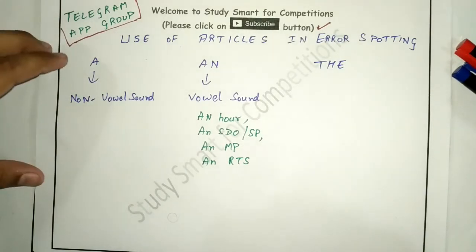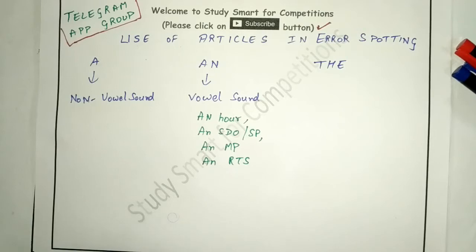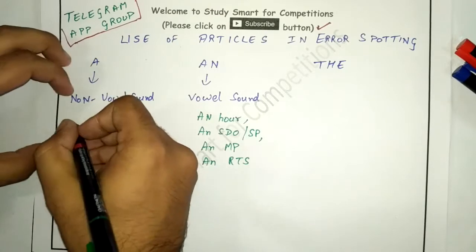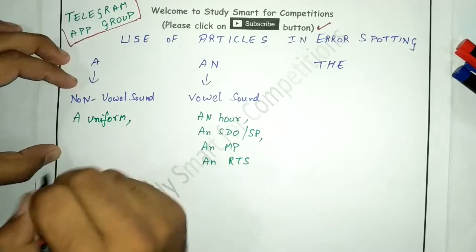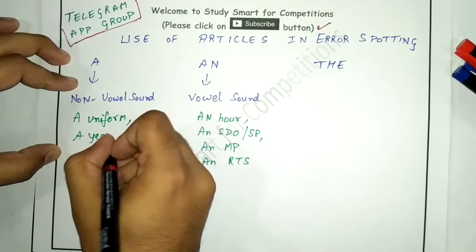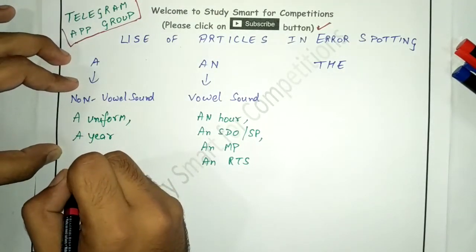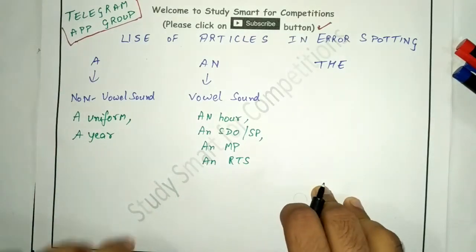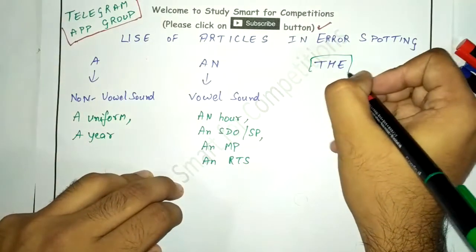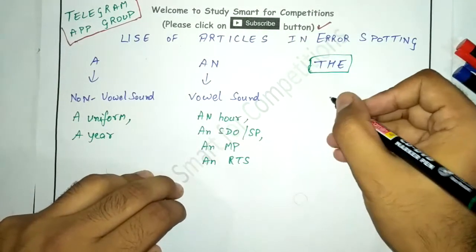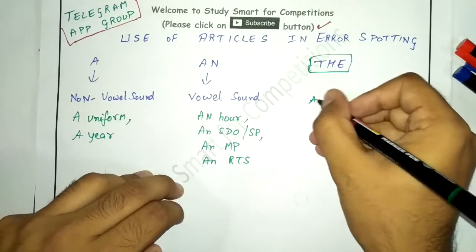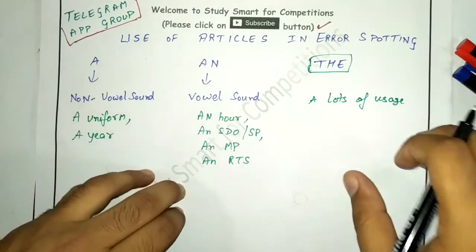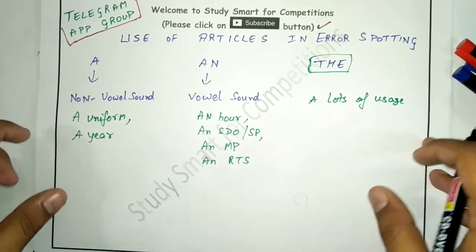And if I talk about a, there are many words which start with a vowel letter but use a. For example, a uniform, a university, a year, and many more. So you see, the article actually has a lot of usage. I'll explain the articles in a very profound manner.